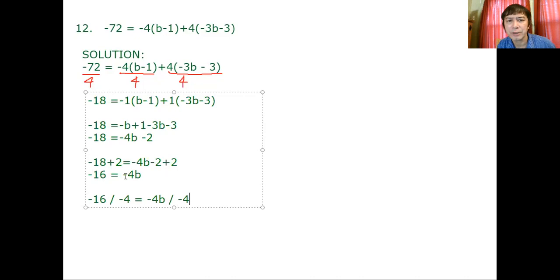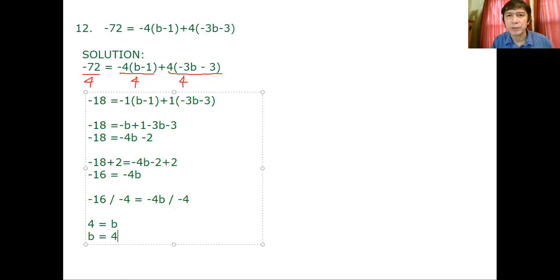So your divisor here is a negative 4. The final answer here will be negative 16 divided by negative 4, that's 4, equal to b. Now we don't write it this way. It should be b equal to 4. There. And so just remember the answer, it's a positive 4, and we shall find out after a little while.